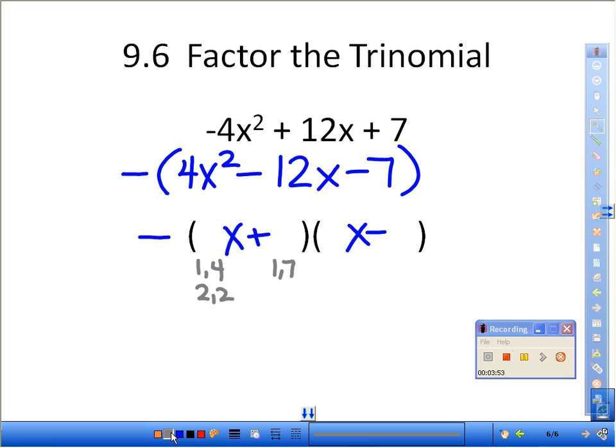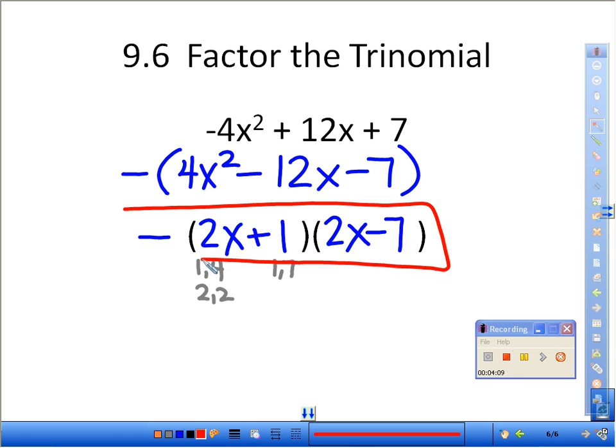Now again, you could do trial and error until you find the one that works. In this case, 2x plus 1 and 2x minus 7 end up being the factors that work out. Don't forget to include the negative that you carried down from factoring it out in the first step.